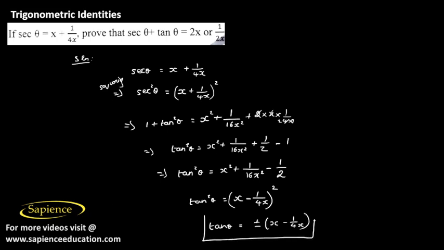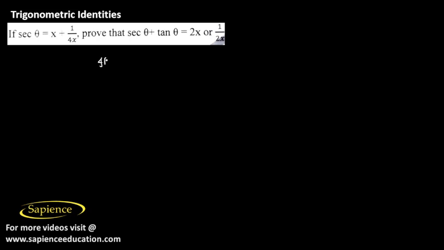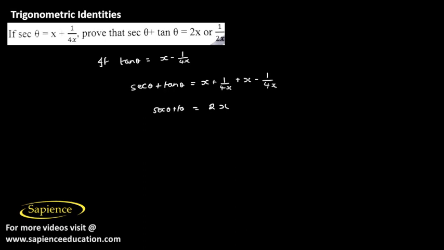So now we have the value of secant theta, we have the value of tan theta, we can find the value of secant theta plus tan theta. So if tan theta is equal to x minus 1 by 4x, secant theta plus tan theta is equal to x plus 1 by 4x plus x minus 1 by 4x, which will become 2x. This is one value of secant theta plus tan theta. Now we will find the other value.